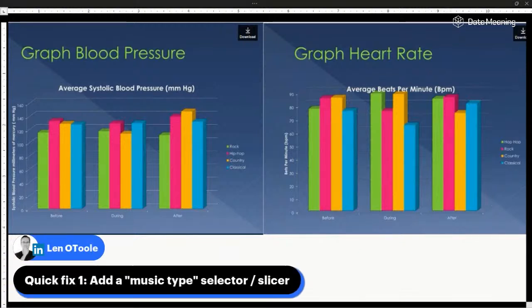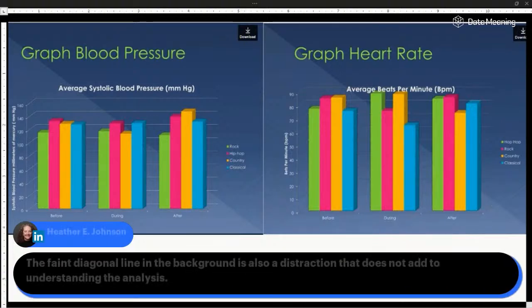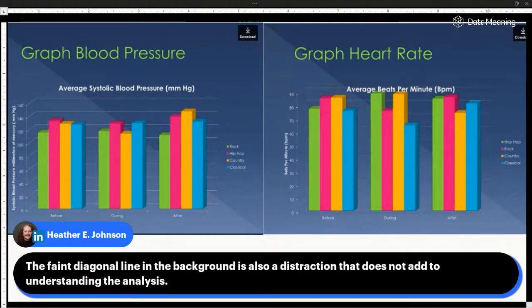So we have a couple of people from the chat already. Great advice. Quick fix one, from Len O'Toole. Len says, add a music type selector slider. Right, Jeff? What do you think about that? Yeah, I like that. That's really cool. Or even, I know this is not an interactive dashboard, it's a chart, right? But I can't help but want that interactive feature where I can select a certain genre of music and just see data relative to that genre. I want to make that interactive really bad.